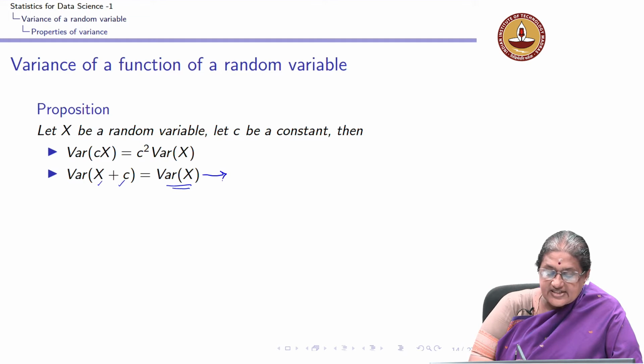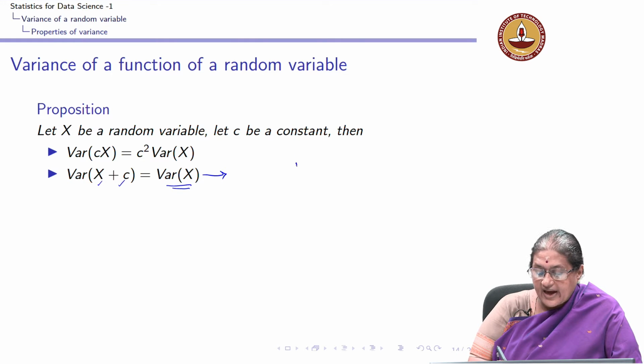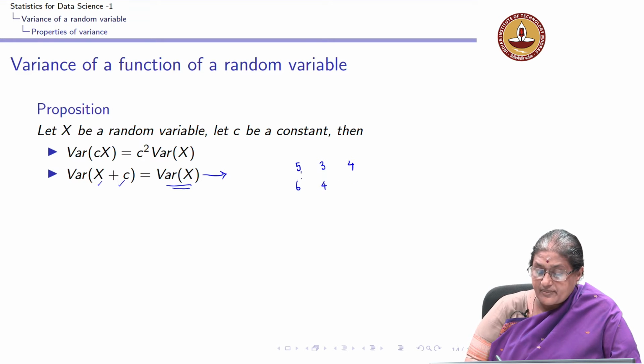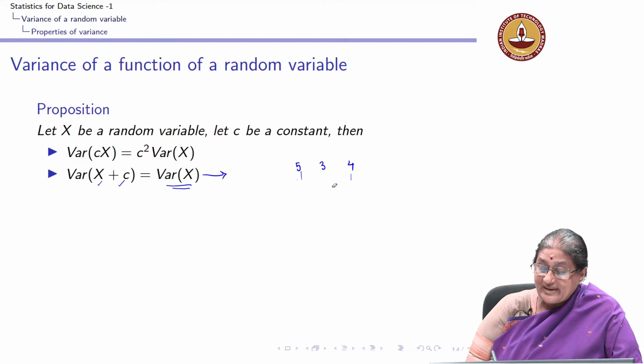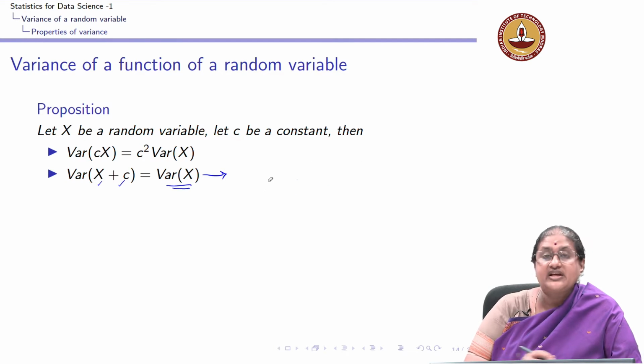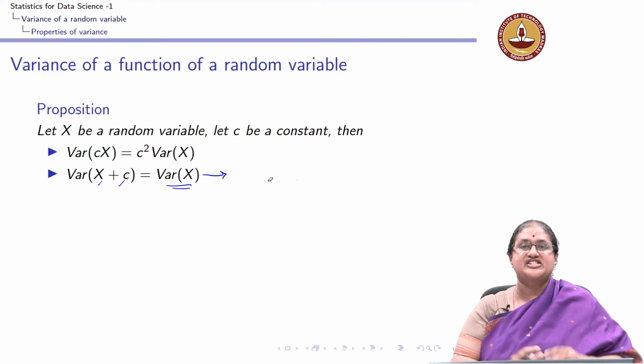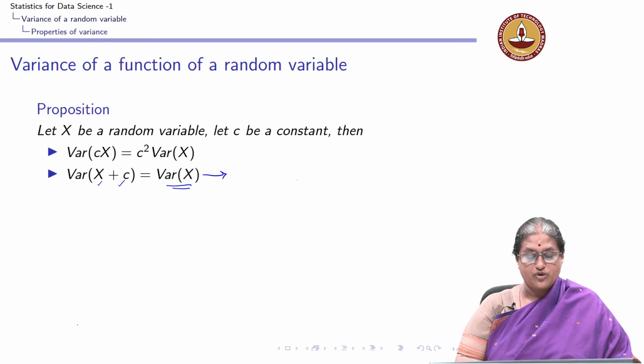Again, why is this? Remember, if this is the variability and I add a constant, the variance does not change. If I am adding 1, the variance does not change. The mean changes, but the variance does not change if I add a constant, because it is just a shift in my distribution.